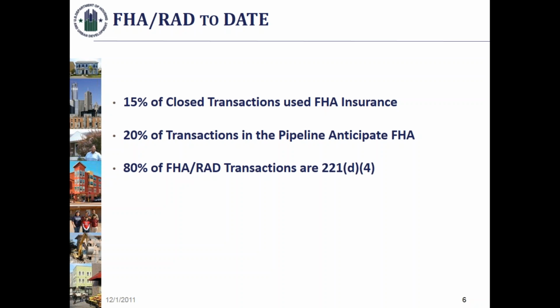The makeup of that: most of the RAD transactions are using the 223(f)... I mean the 221(d)(4) platform, so new construction or more substantial rehab. There aren't as many 223(f)s as some people had thought. There was originally an idea that it might be a split between the two, more 50-50, 60-40, but it really is more 80-20, if not 90-10, in favor of the 221(d)(4)s.